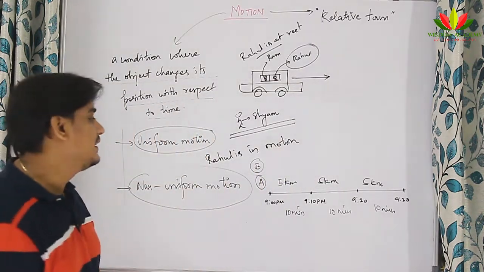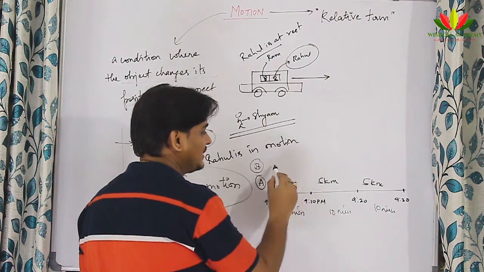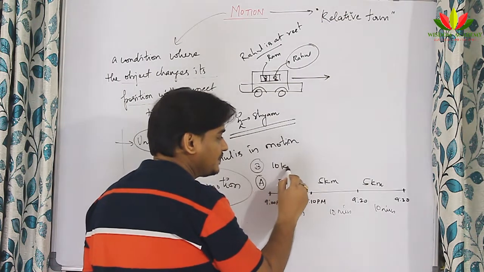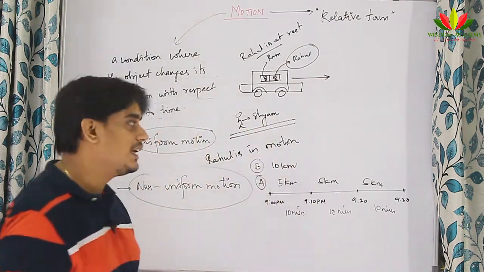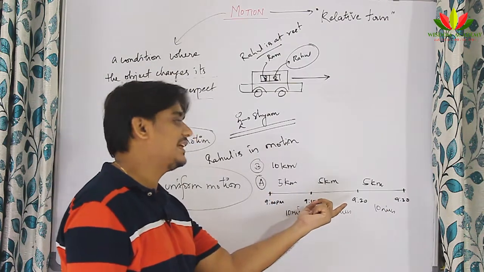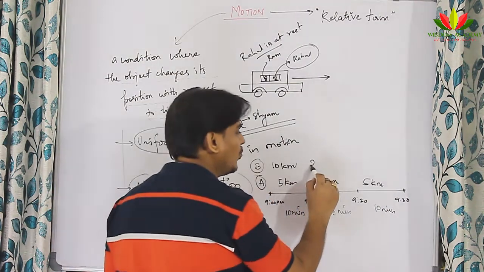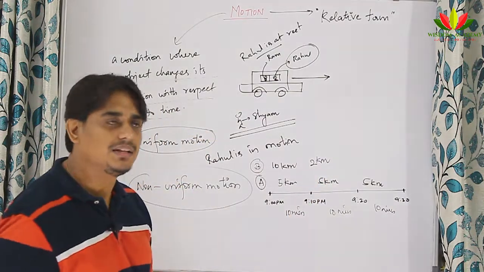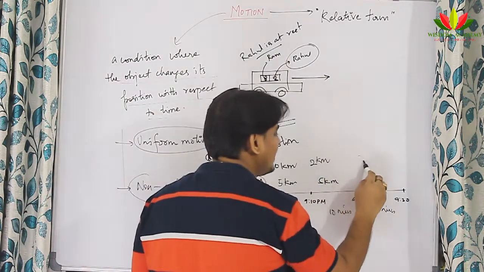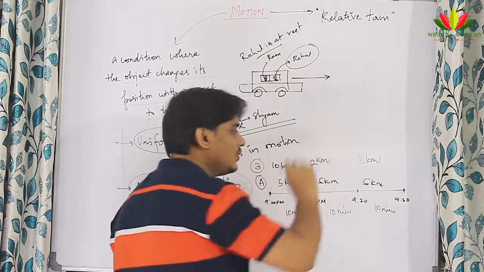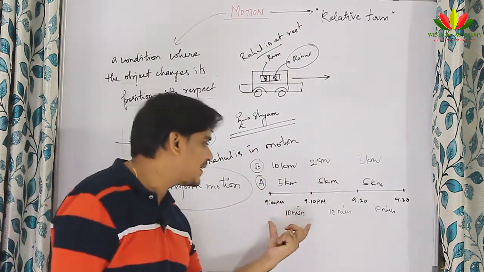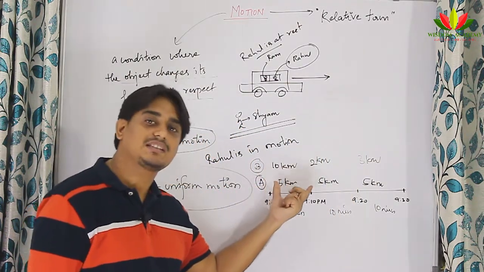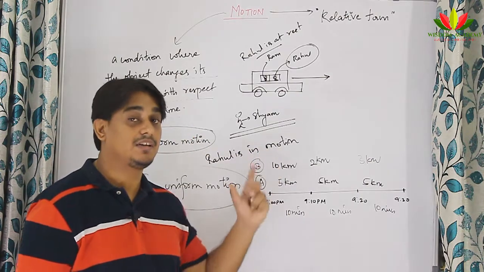that this body in the first 10 minutes covered 10 kilometers, in the second 10 minutes covered only 2 kilometers, and in the last 10 minutes covered 3 kilometers. So you can see that in the first 10-minute interval it moved very fast and covered 10 kilometers.